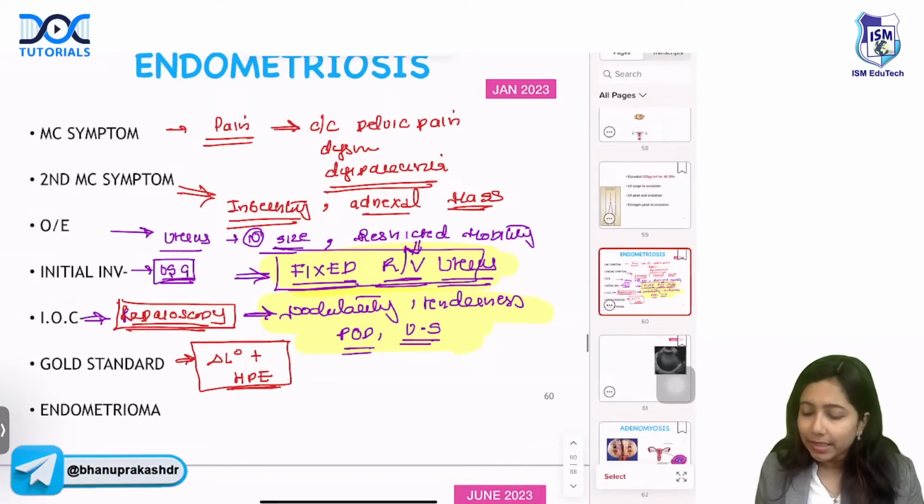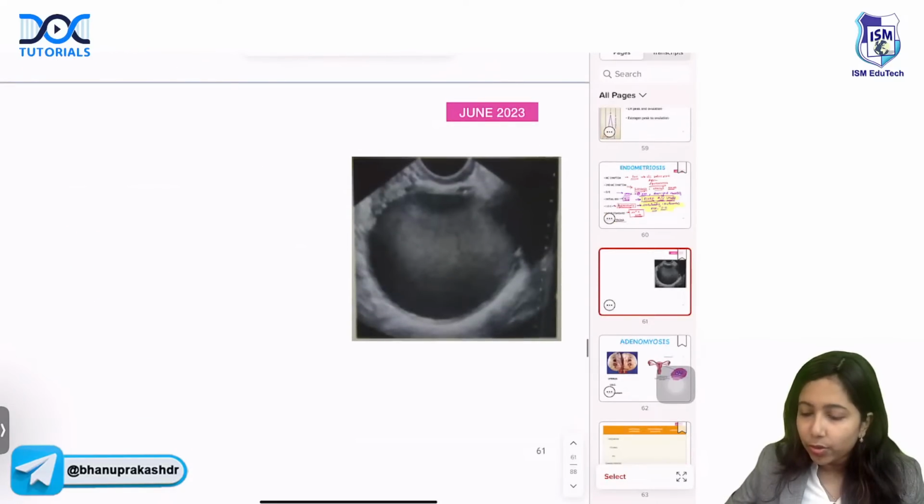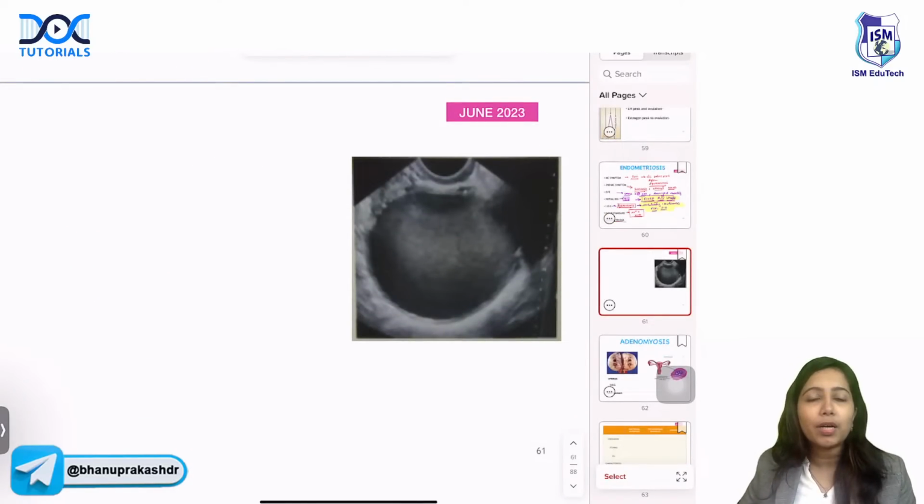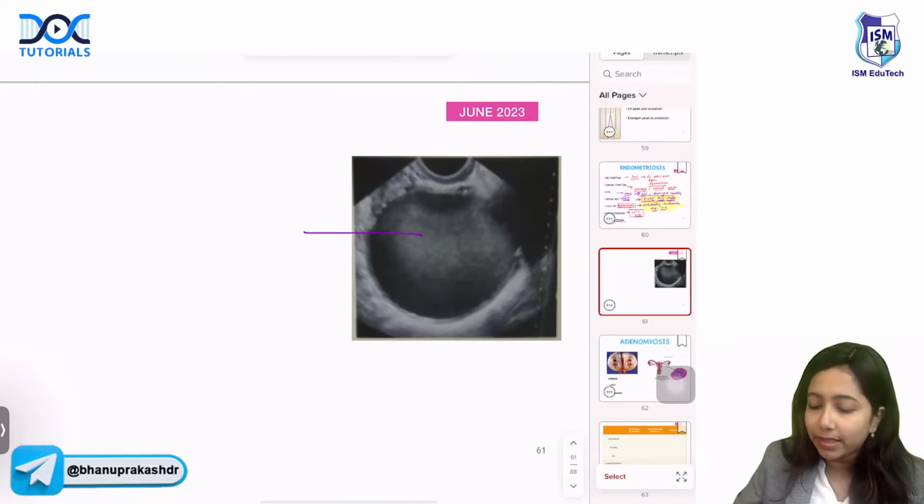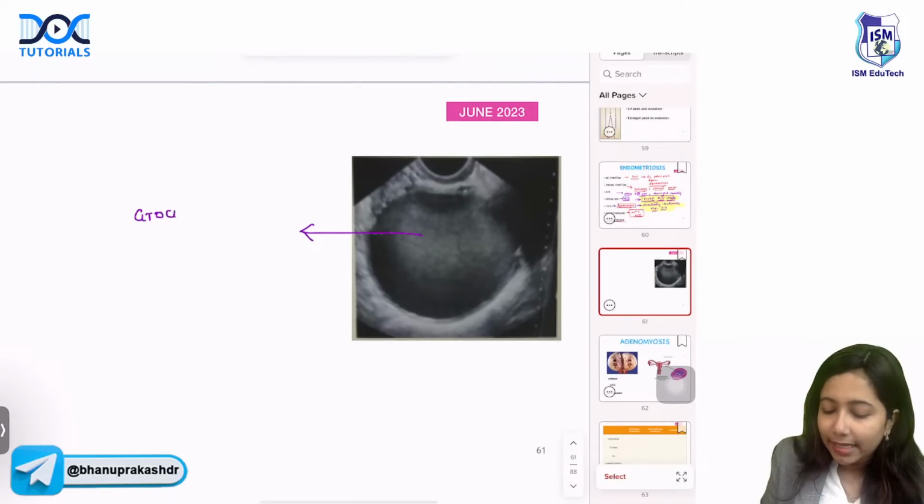So, what is basically an endometrioma? This is basically showing you an endometrioma. So what is the typical appearance that you can see here? It has a ground glass appearance.